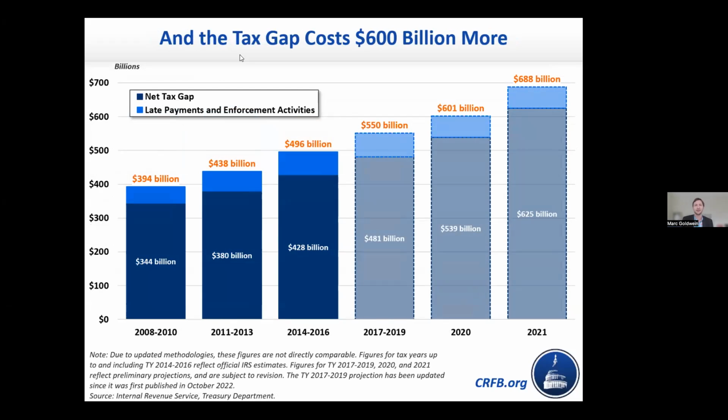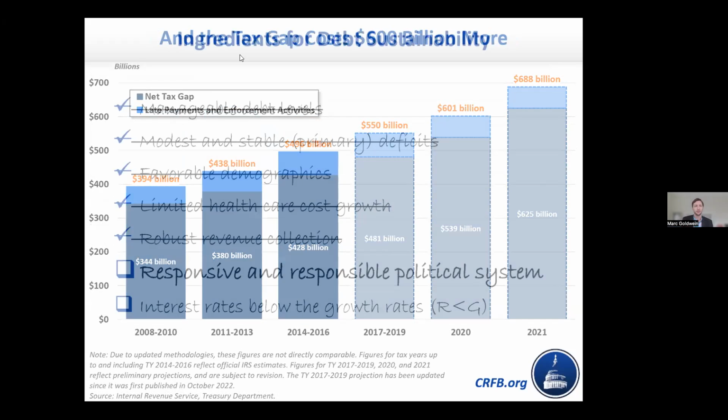So too does our lack of tax compliance in this country. In 2021, it's estimated we lost about $625 billion from taxes that were owed but not paid. Of course, we're never going to get this to zero, but that is a tremendous share of our revenue, 15%, that is just never paid even after it's owed.